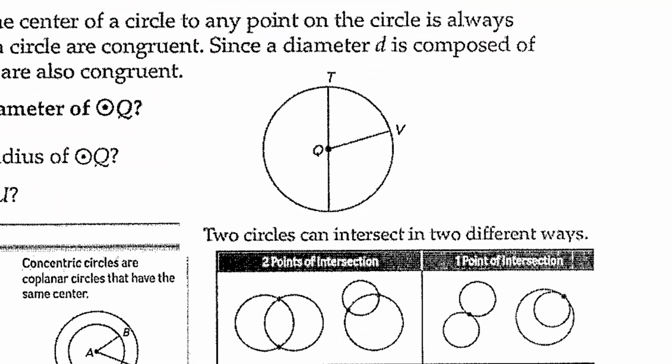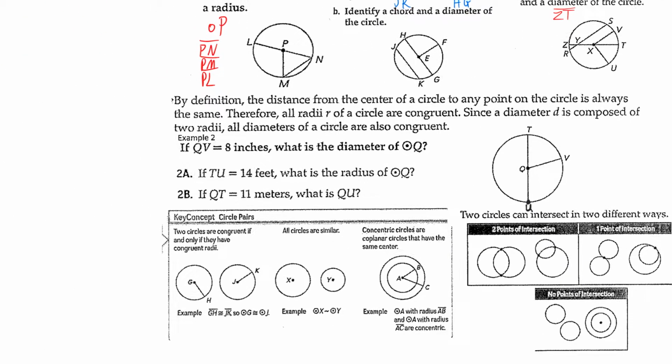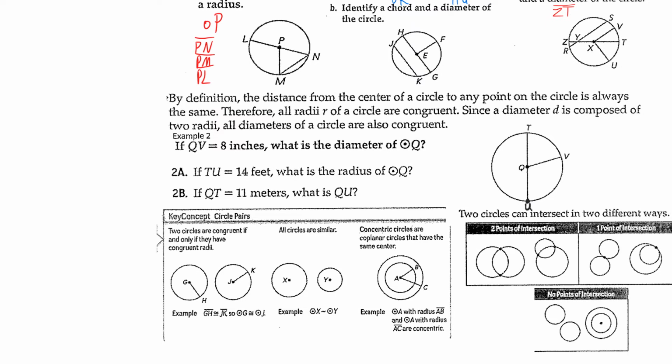All right. So on this one, it kind of got messed up. There should be a point U down here, right there. Okay, so if QV is 8, what is the diameter of circle Q? If this is 8 inches, how long is the diameter? 16 inches.